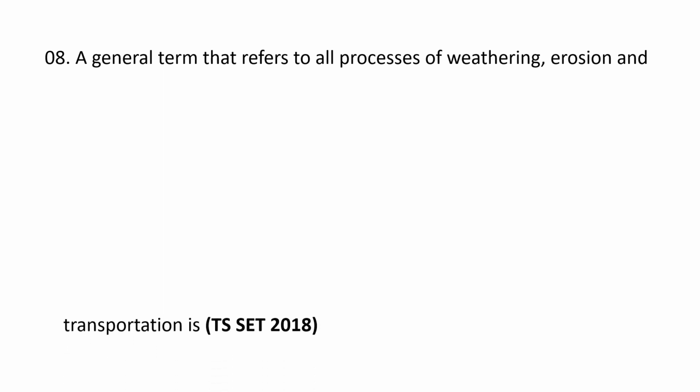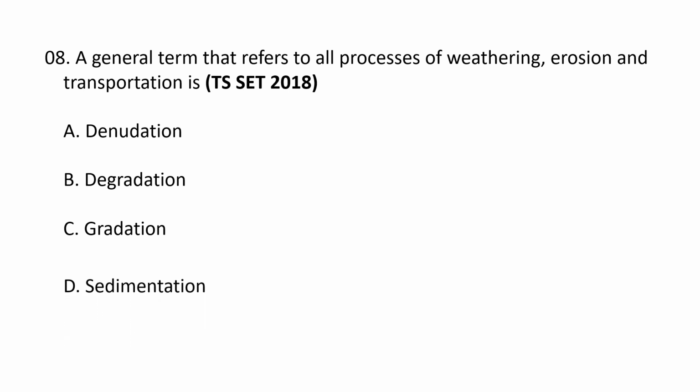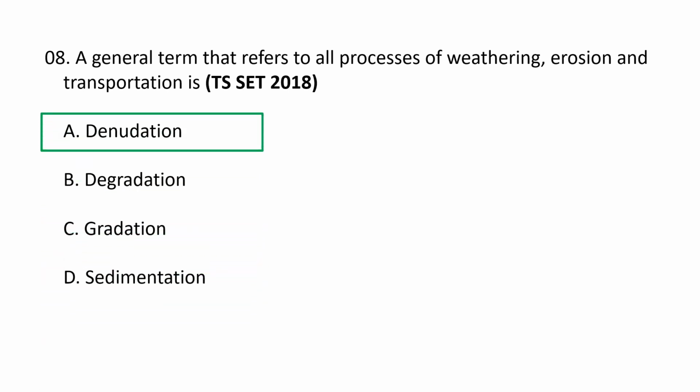Next question. A general term that refers to all processes of weathering, erosion and transportation is A. Denudation, B. Degradation, C. Aggradation, D. Sedimentation. So the term that refers to all the processes of weathering, erosion and transportation is denudation. Denudation is a geological process in which moving water, ice, wind and waves erode the earth's surface, which leads to a reduction in the elevation and relief of landforms and landscapes. Aggradation is the deposition of material by rivers, streams or currents, and degradation is the wearing down of rock by disintegration. So A is the correct answer.